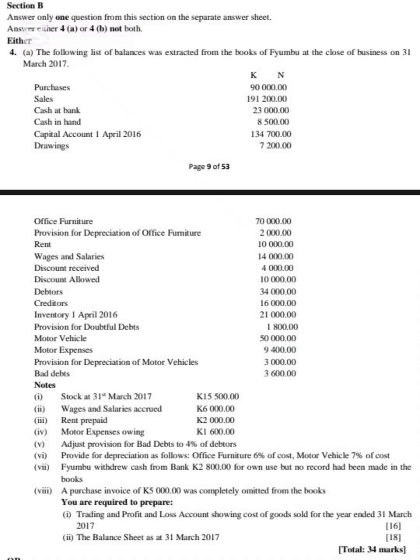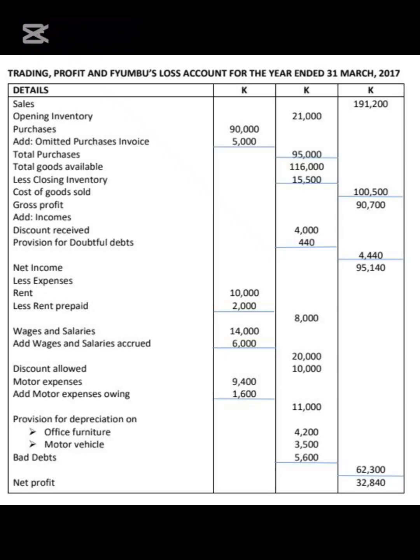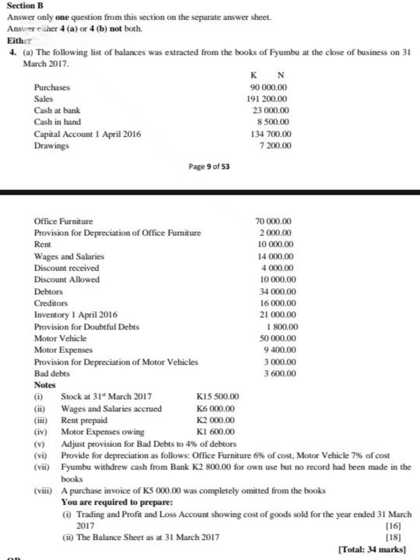Then we go to discount allowed. Discount allowed has no adjustment, so you just need to enter it direct. Then we have motor expenses. Motor expenses has an adjustment.